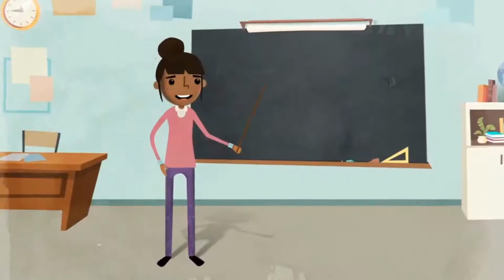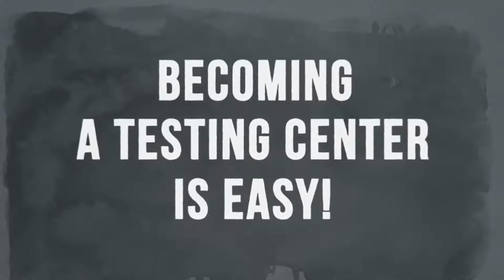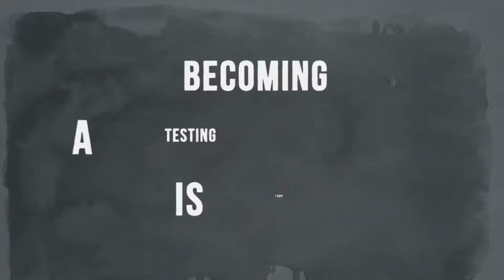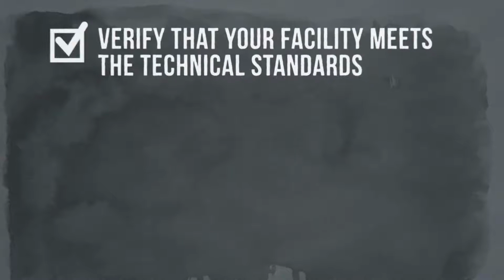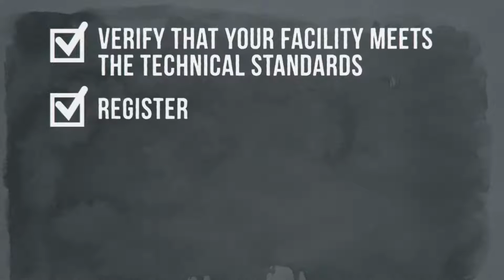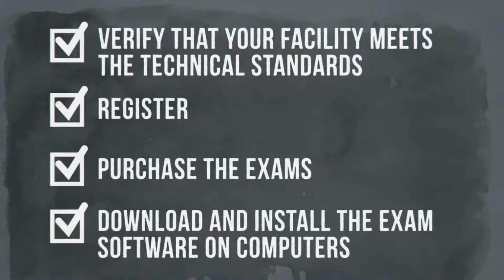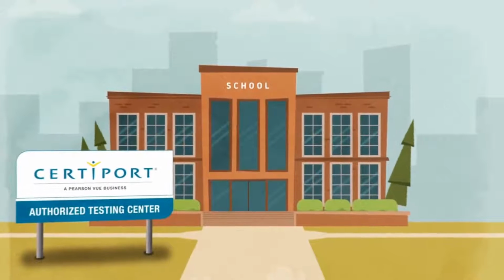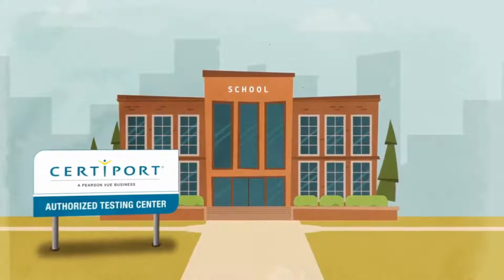The best way to offer the exams is for your school to become a Certaport authorized testing center. Don't worry, becoming a testing center is easy. Talk to your Certaport representative and they'll guide you through these 4 simple steps. First, verify that your facility meets the technical standards. Then, register. Next, purchase the exams. And finally, download and install the exam software on all computers that will be used for testing. That's it. You are now a Certaport authorized testing center, and you can administer the exams whenever you're ready.